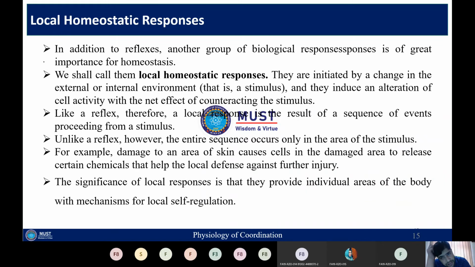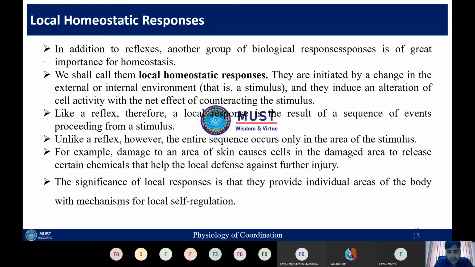That means the ultimate purpose of the alteration in activity is to counteract the stimulus. As all of you know, if that alteration decreases the effect of the stimulus, it is called negative feedback control, and if the alteration further increases the effect of the stimulus, it is considered positive feedback control. So like a reflex, a local response is the result of a sequence of events proceeding from a stimulus.